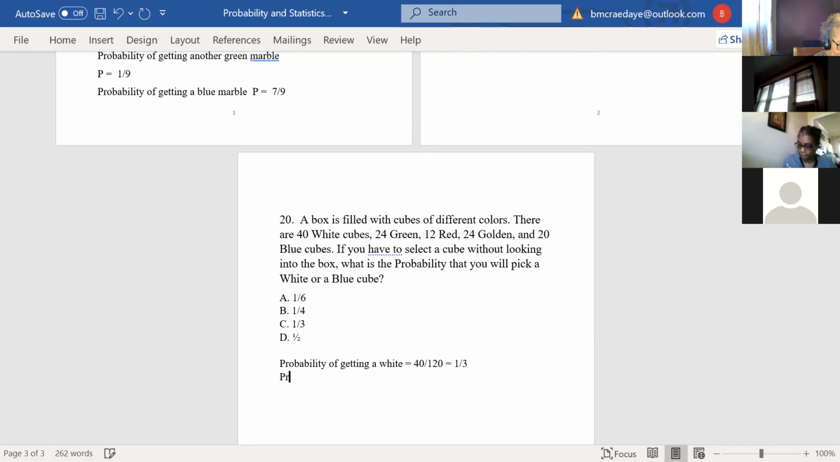Now let's go to the probability of getting a blue. What would that be equal to, Maureen? The probability of getting the blue. How many blue cubes are there? 20. So that's 20 over what? 120. And that's equal to what, Maureen? Simplified. 2 over 12.